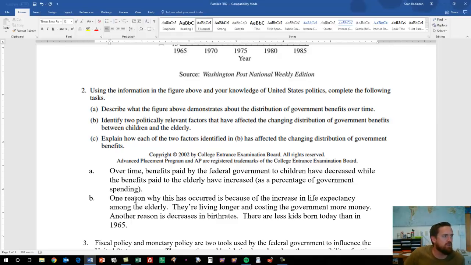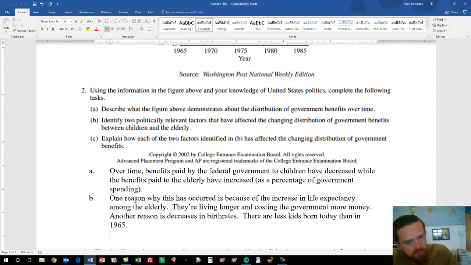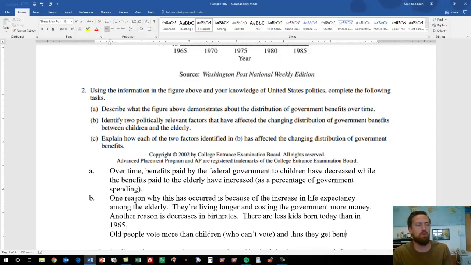What does the key say about other answers to B? Identify 2 politically relevant factors that affect voting numbers and rates. Okay, I'm going to also mention old people vote more than children, who can't vote. And thus they get... I mean, it's true though, if you're going to give benefits, you're going to give it to the person who's going to re-elect you, not to a kid who can't do anything for you.